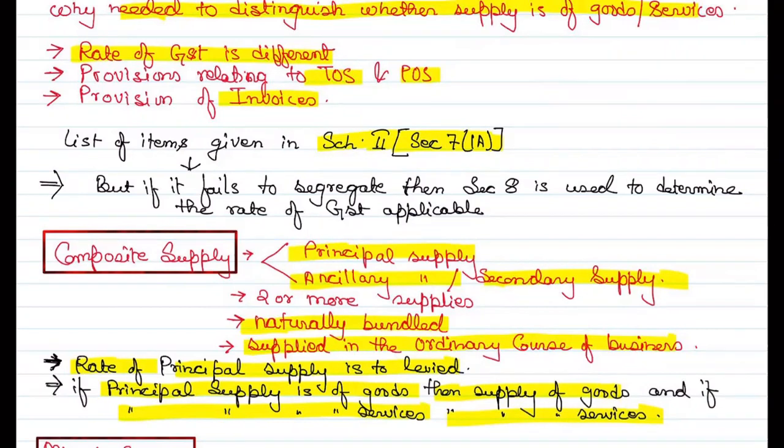Composite supply means two or more supplies, among which one is a principal supply and another is an ancillary or secondary supply, which are naturally bundled and supplied in the ordinary course of business. Then it is a composite supply. The rate of the principal supply will be levied, and if the principal supply is of goods, then both will be called a supply of goods, and if the principal supply is of service, then both are to be called a supply of services.